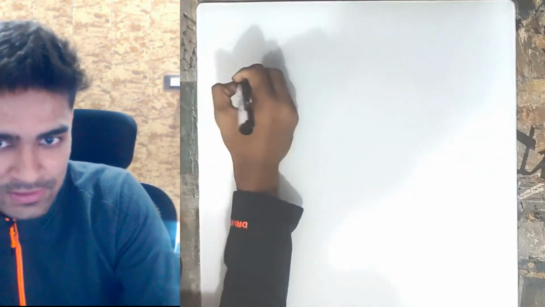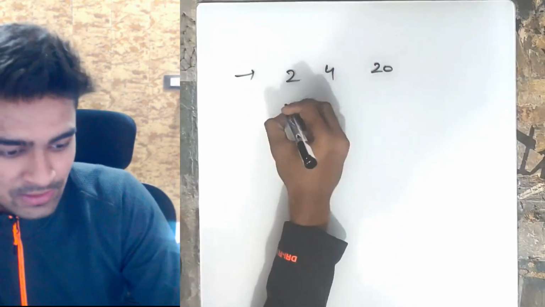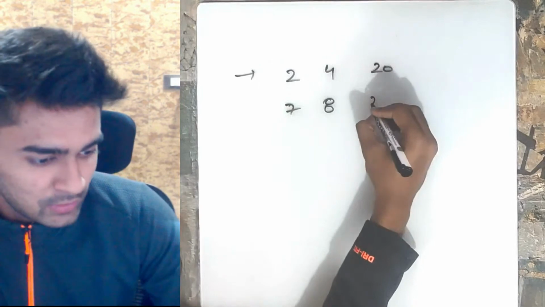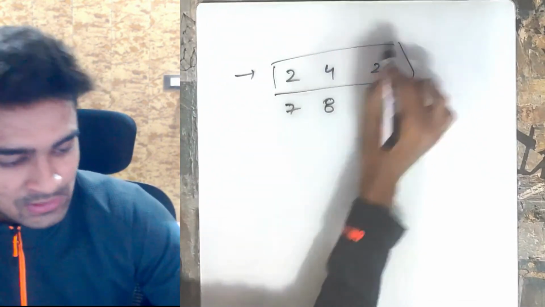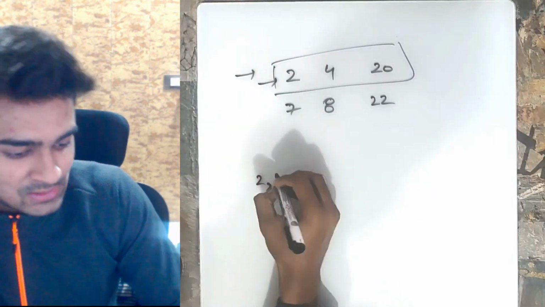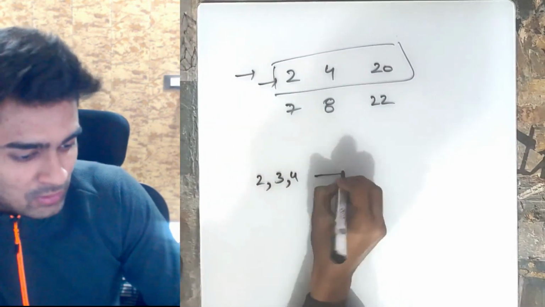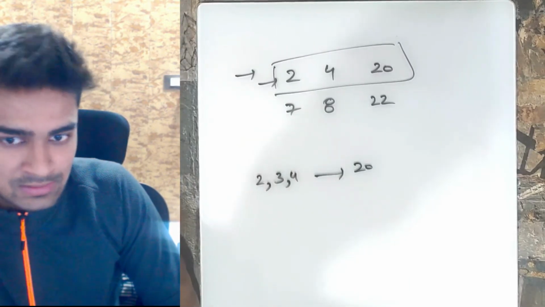So in the very first test case, we have 2 4 as a segment and it has 20 coins. The second has 7 8 and it has 22 coins. Okay, cool. Let's say Vasya had only the first segment. Then she would have to take this interval only, and she would have integers 2, 3 and 4 with a cost of 20. So in the very first case, the answer is 20.